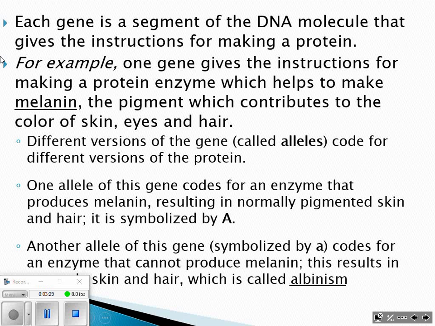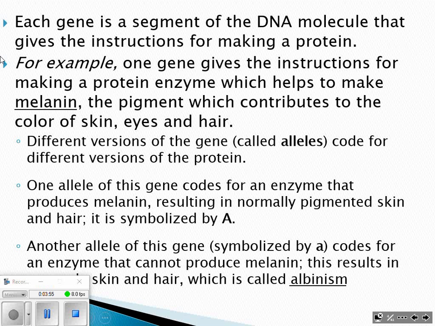So in terms of melanin, one allele of this gene codes for the enzyme that makes melanin, and that results in normally pigmented skin and hair. We might symbolize that as a capital A. Another version of this gene, or another allele, symbolized by the lowercase a, codes for an enzyme that does not allow for pigmentation to be deposited in your skin and your hair.